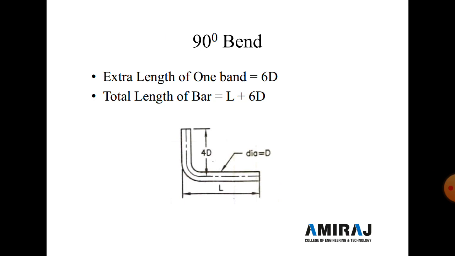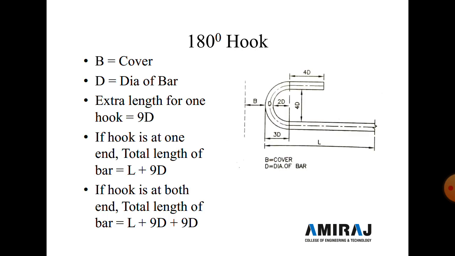In this formula, if the bar is bent 90 degrees at one end, an extra 6d is added to the bar. So the total length of the bar is equal to L plus 6d, where d is the diameter of the bar and L is the length of the bar. If this type of 90-degree bend is provided on both sides of the bar, see this figure, then we add 6d to the total length two times. Clear?